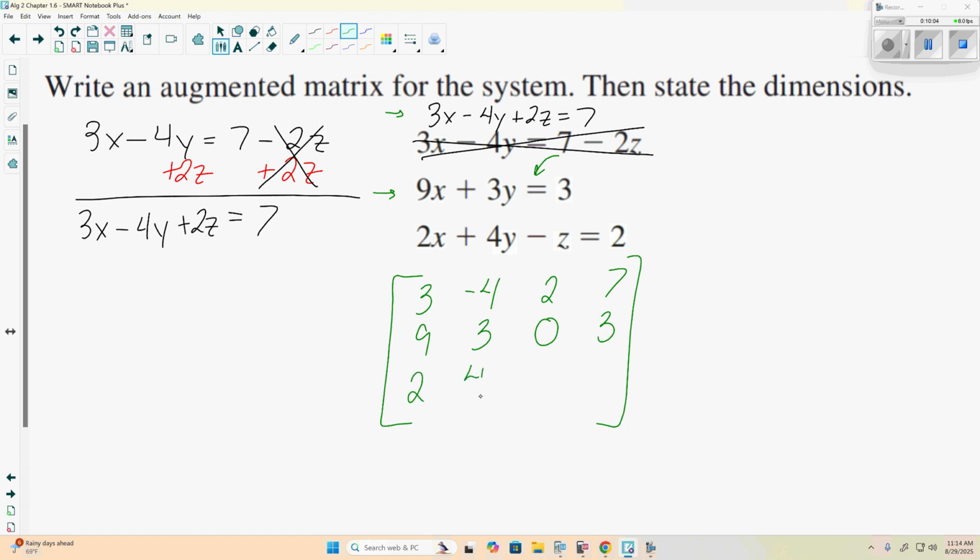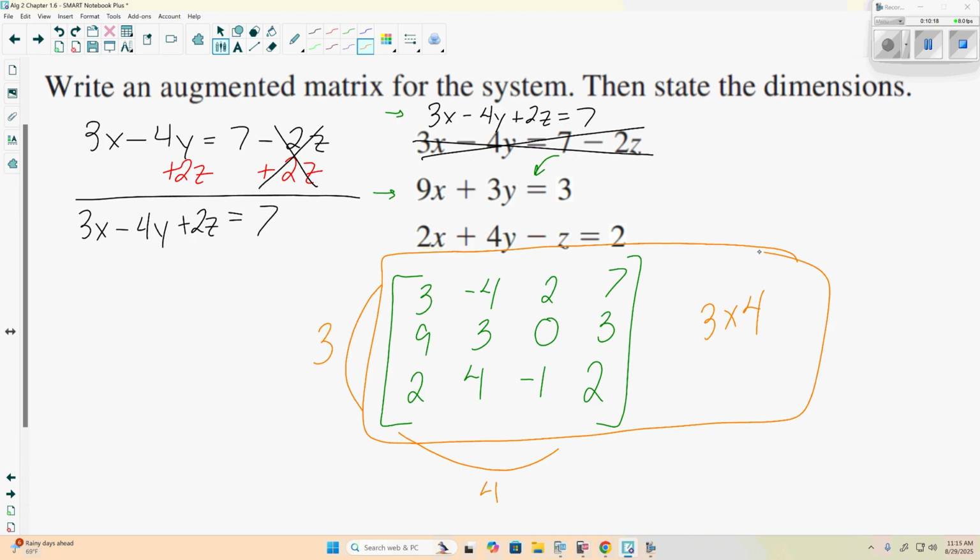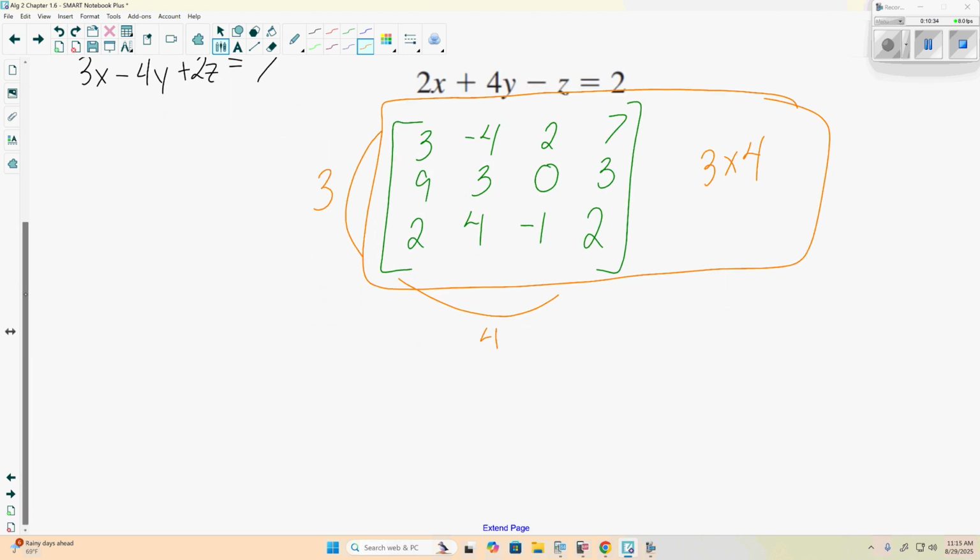And our last equation, 2, 2. Our dimensions would be 3 by 4. Questions on this here? We ready for the next one? Okay.